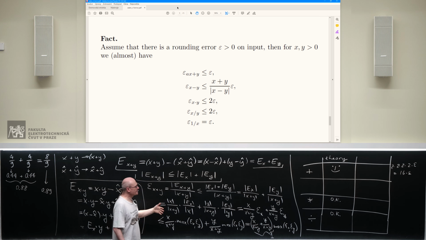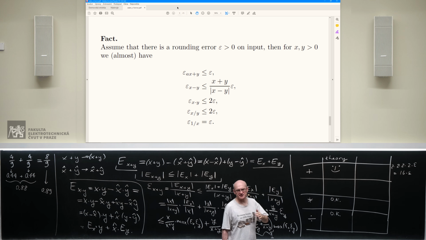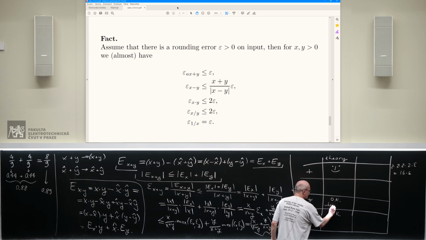So when you have many multiplications, many divisions, you should be careful about keeping precision of your calculations reasonably good. So I have to put here, it's okay when there is just few of them.